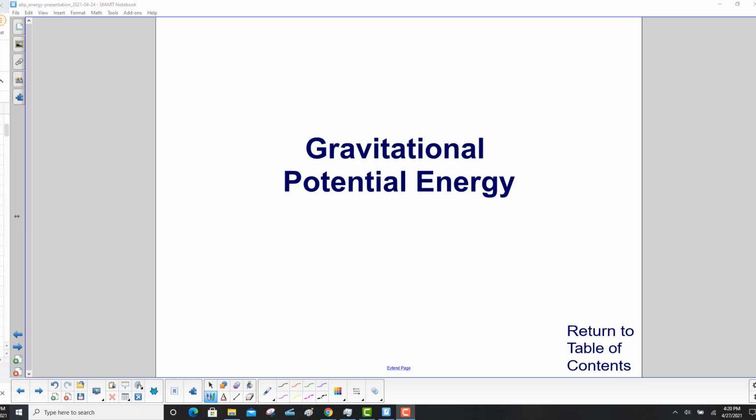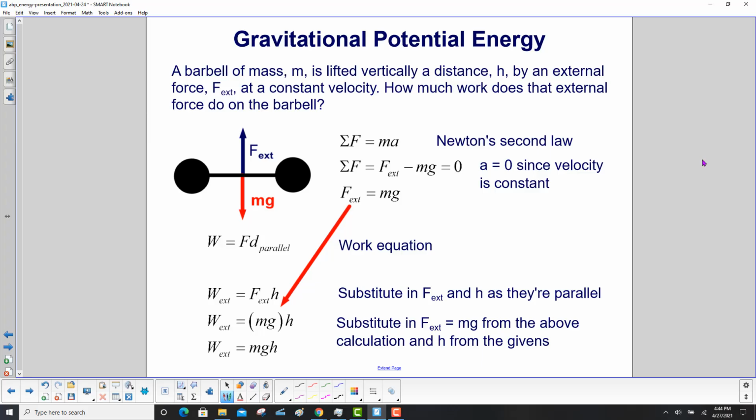Gravitational potential energy. A barbell of mass m is lifted vertically a distance h by an external force, F external, at a constant velocity. How much work does that external force do on the barbell? We start with the free body diagram.